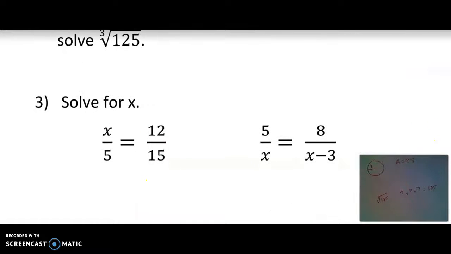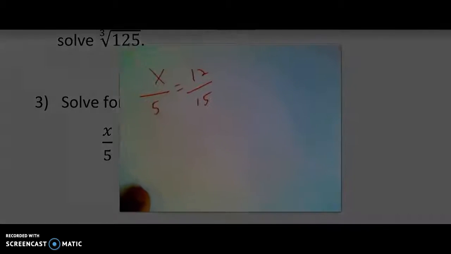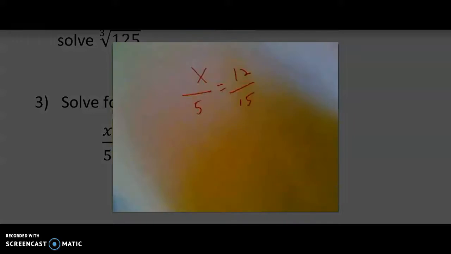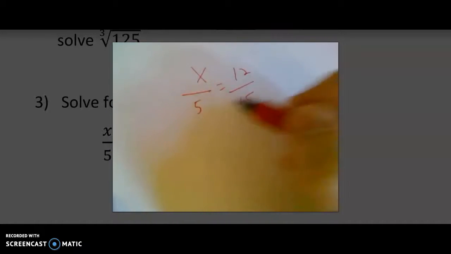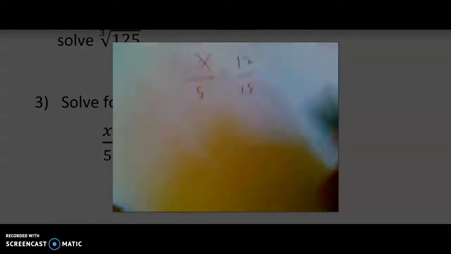And number 3. This is a refresher on proportions. And one thing we talked about a lot early in the year was that proportions can be solved using the technique of cross multiplying and dividing. However, what really is happening is the property of proportions. Remember, proportions are actually equivalent fractions.